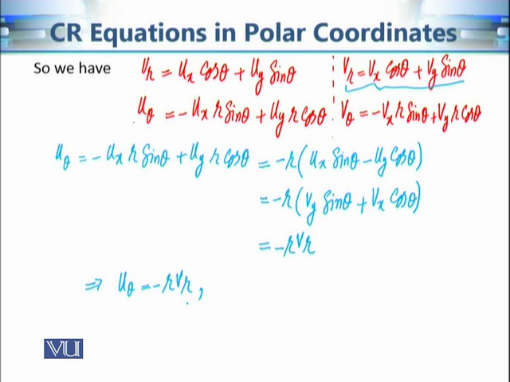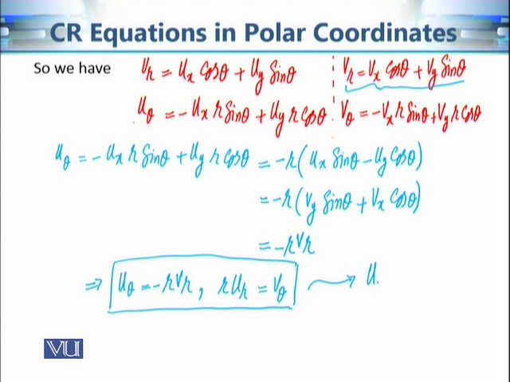And using the same process, we can also find the following relation, which is r Ur is equal to V theta. So these conditions are basically equivalent to the Cauchy-Riemann equations in Cartesian coordinates, which is Ux is equal to Vy and Uy is equal to minus Vx. So in other words, if these polar form of Cauchy-Riemann equations are satisfied, then this implies the Cartesian form of Cauchy-Riemann equations are satisfied.